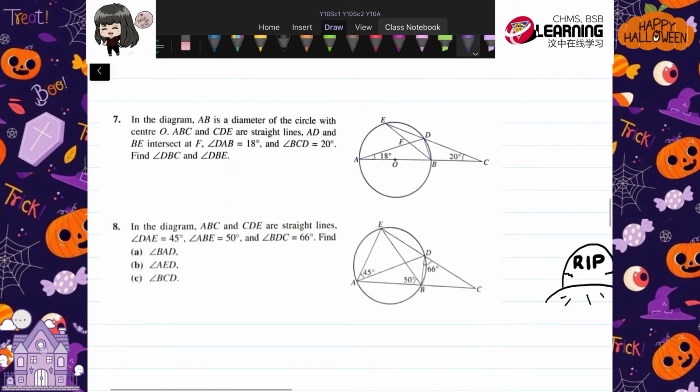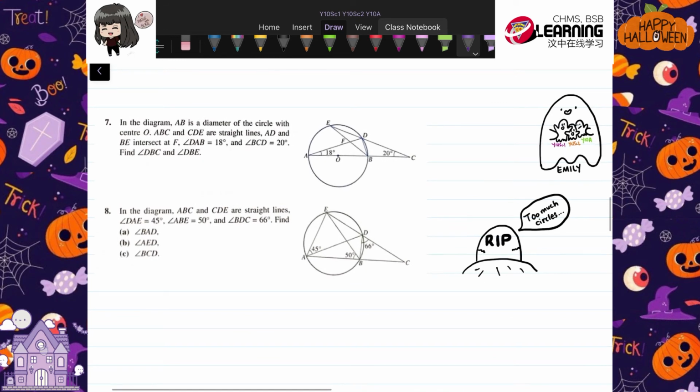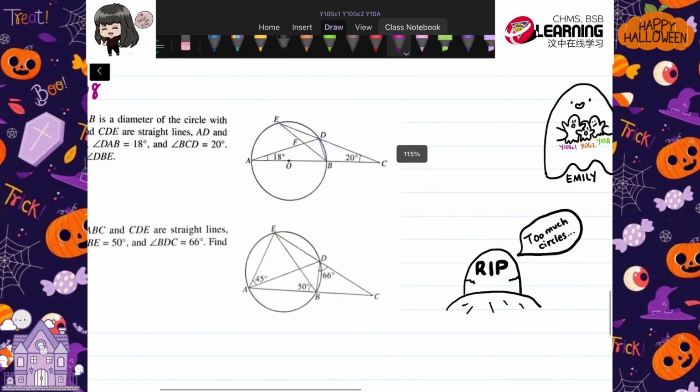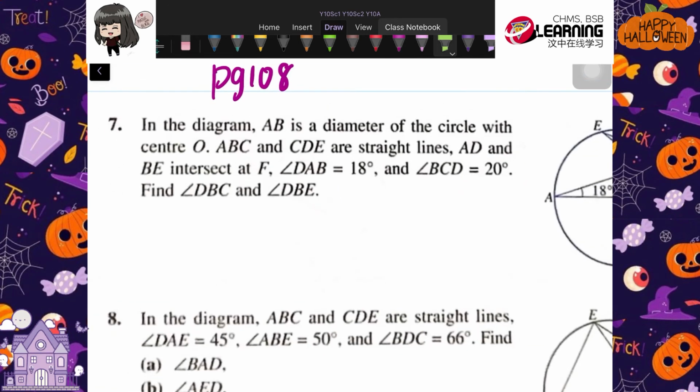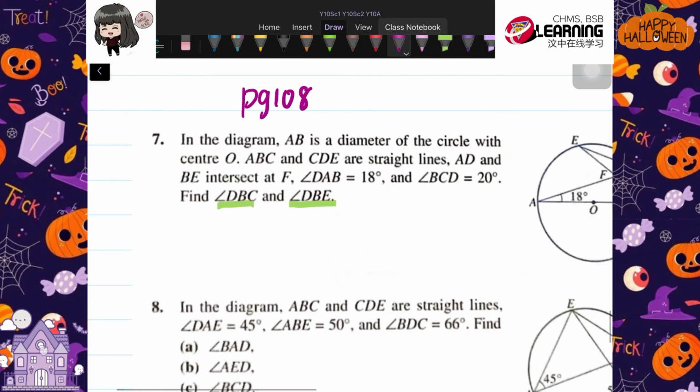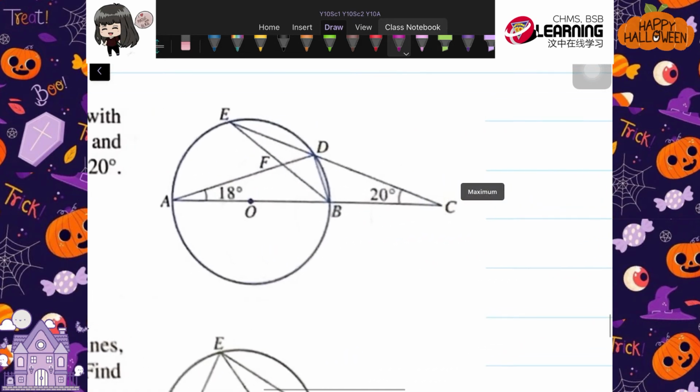Okay, now we go to question number 7 and number 8. Question number 7 and 8 is on page 108. These questions I'm going to teach you how to do. So we start from question number 7 first. Number 7, there are two questions, DBC and DBE. So we find DBC first. Where is DBC? DBC is over here.